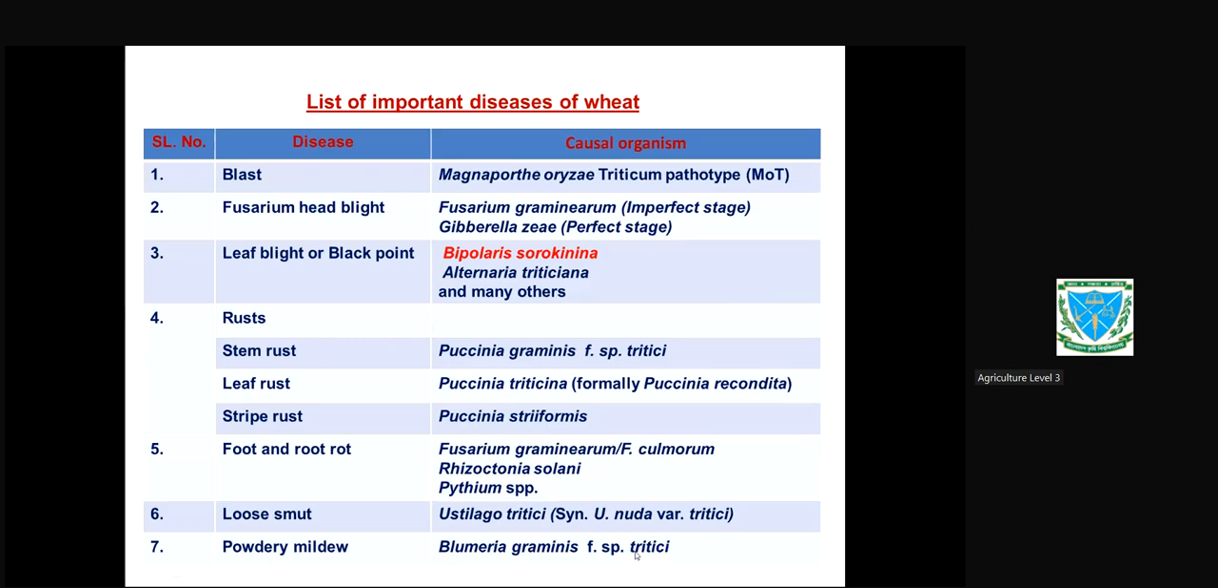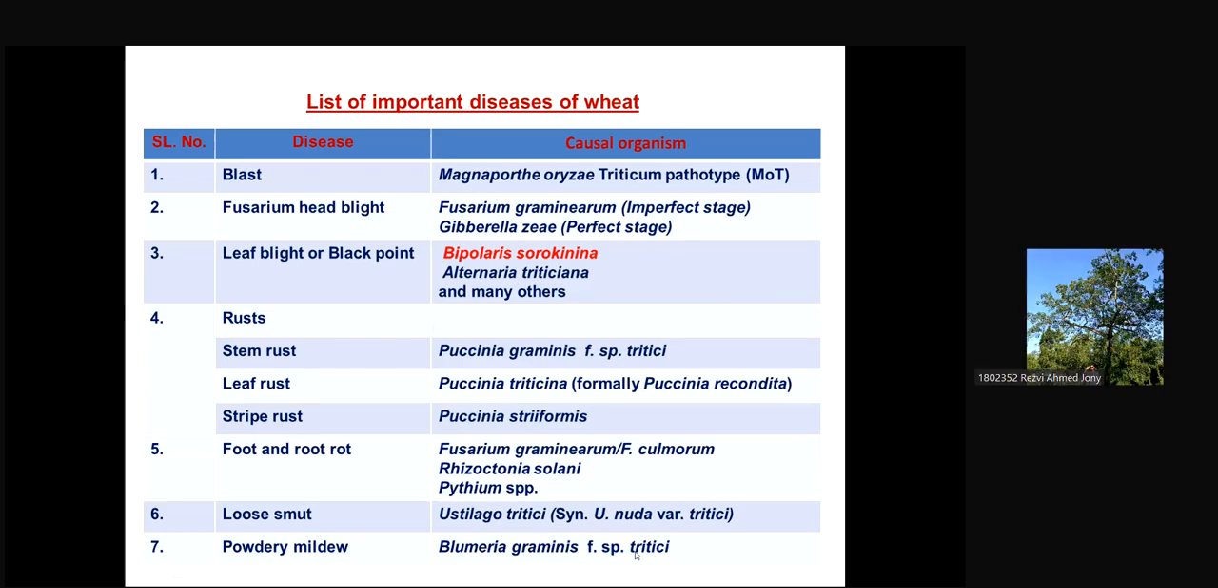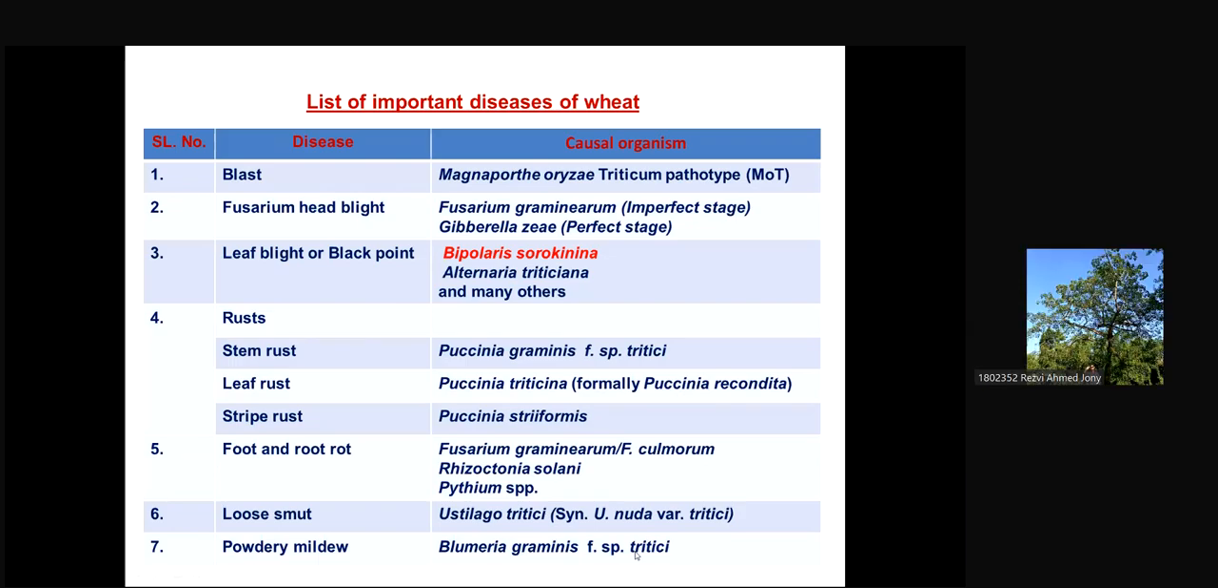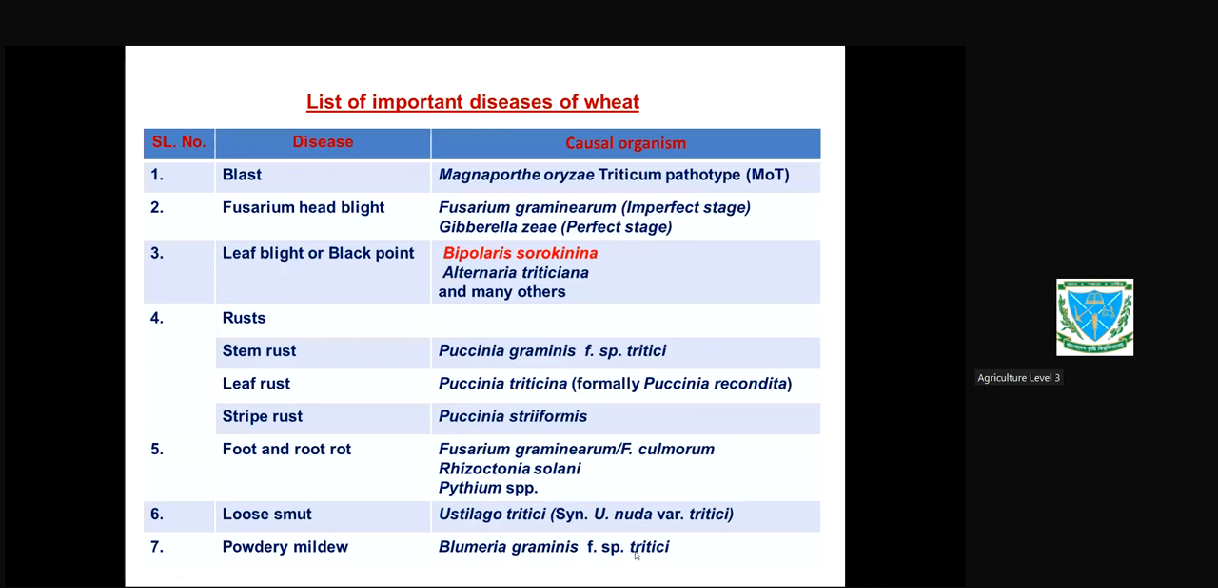If someone asks you to name three, four or five important diseases of wheat, you can list, starting from blast, Fusarium head blight, leaf blight or black point of wheat. Then you can say one type of rust, stem rust, leaf rust, or stripe rust, any one. And then foot and root rot, loose smut, powdery mildew.